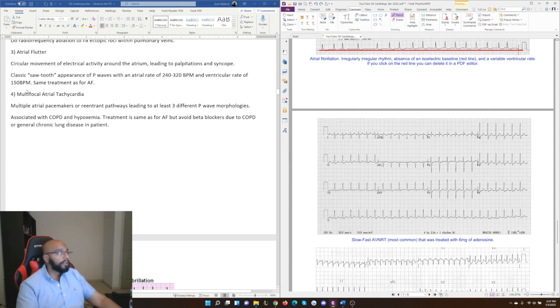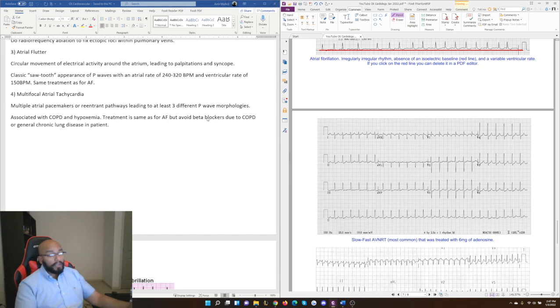So atrial flutter, classic sawtooth appearance of P waves, same treatment as for atrial fibrillation: rate control, rhythm control, anticoagulation. Multifocal atrial tachycardia, MAT. This is multifocal and also multi-etiologic, so it's often associated with COPD and hypoxemia. You have multiple atrial pacemakers or reentrant pathways leading to at least 3 different P wave morphologies.